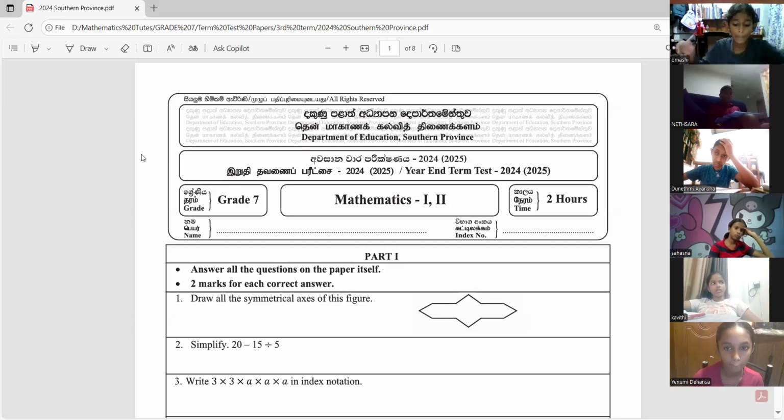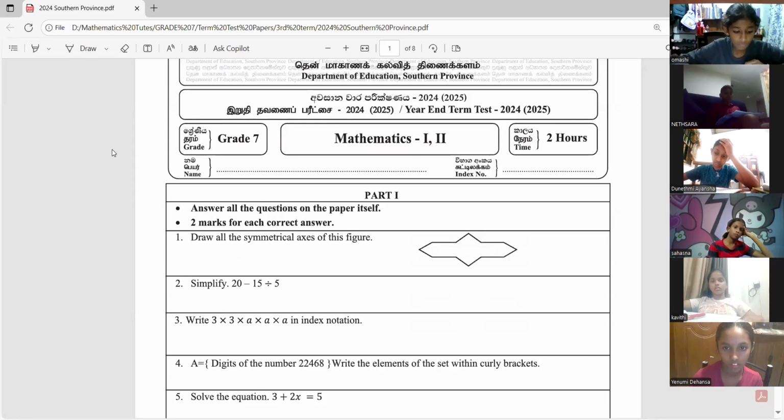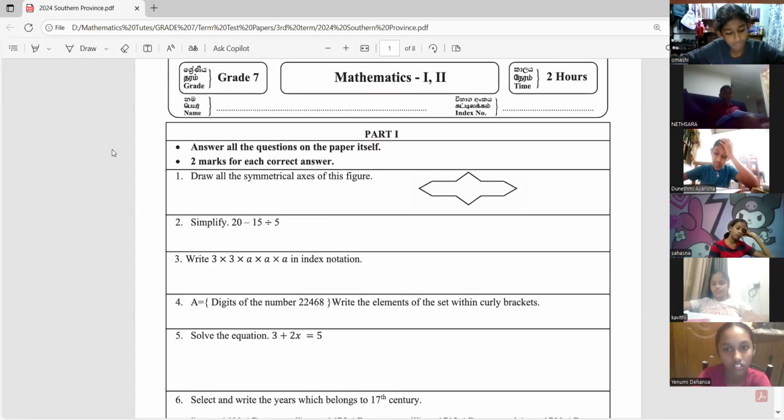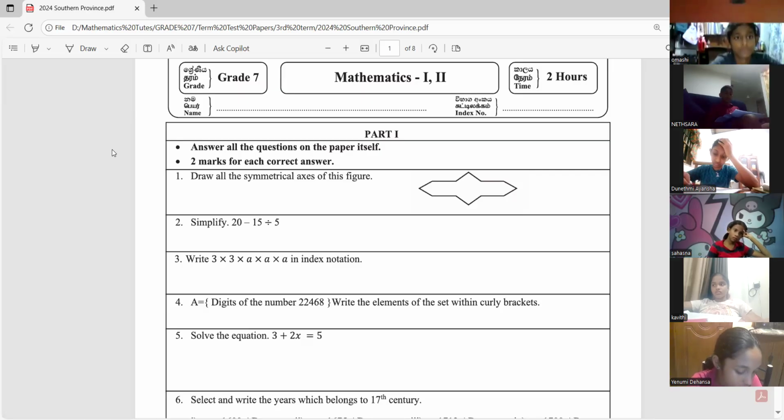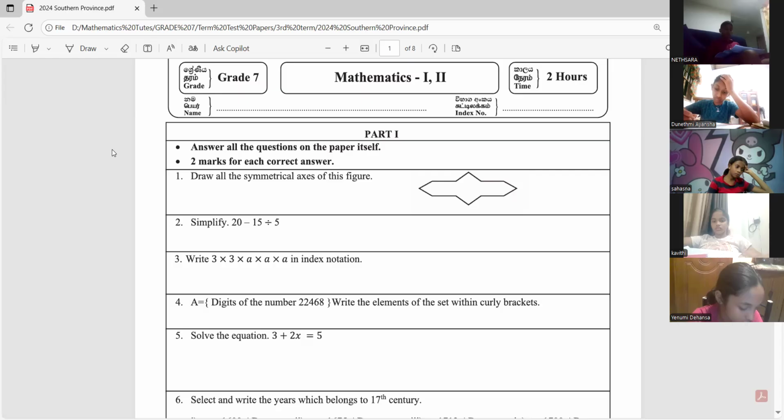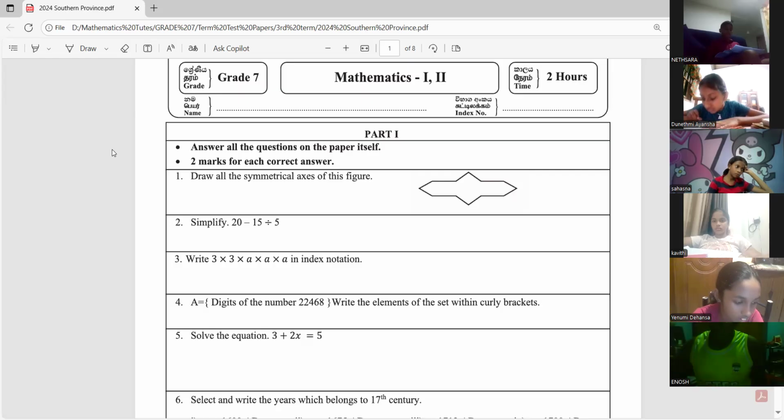Right. Let's go to the first question of the paper. The first question says, draw the symmetrical axes of this figure. Do you remember symmetry? You have to draw all the symmetrical axes of this given plane figure. How can you draw the symmetrical axes of this plane figure? You have to use dotted lines. Also, you have to use a ruler and pencil, and draw the lines as dotted lines, right?